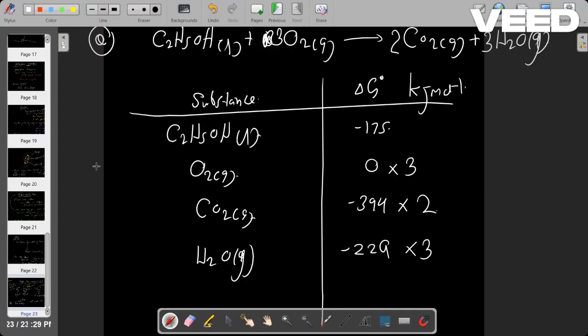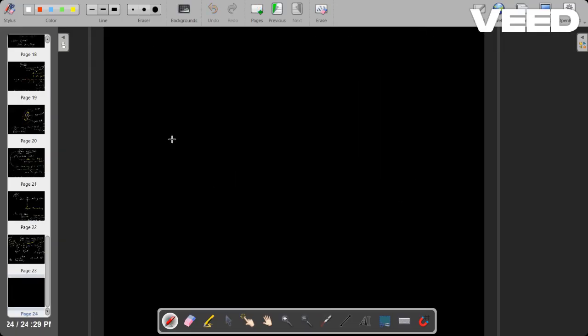Let's move on to reaction feasibility. Now with these values, how to decide? It's very easy. By looking at this Gibbs free energy value, how do we check whether it is feasible or not? Reaction feasibility.